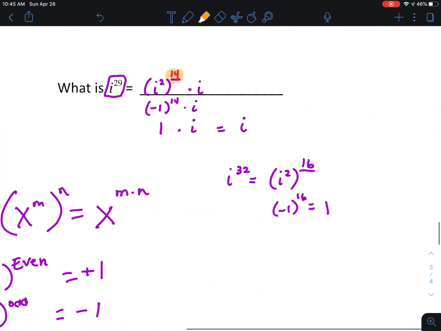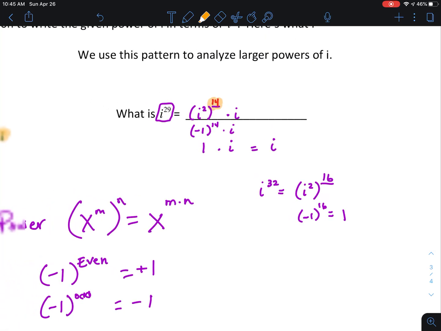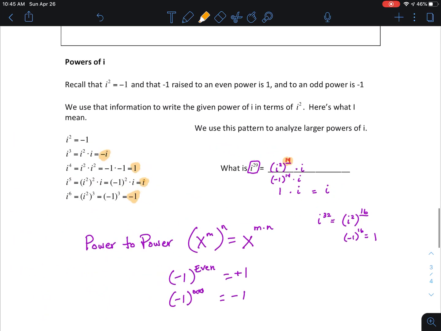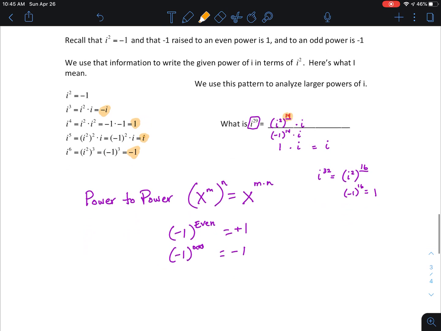But this algebraic approach is a much faster approach, especially if our exponent is a really, really big number, okay? So this is analyzing larger powers of i.